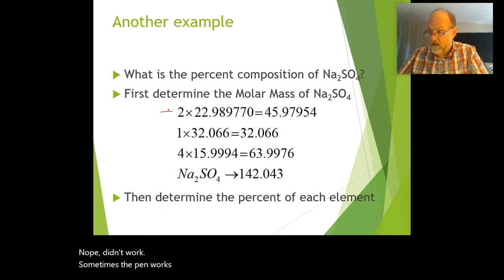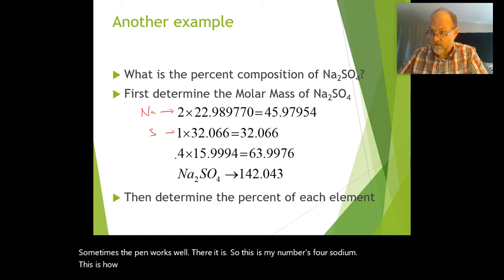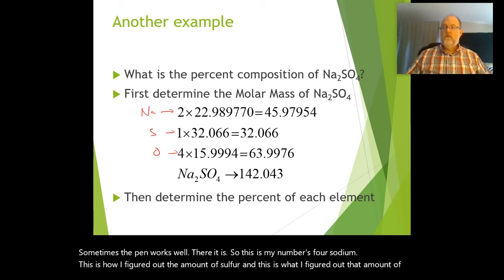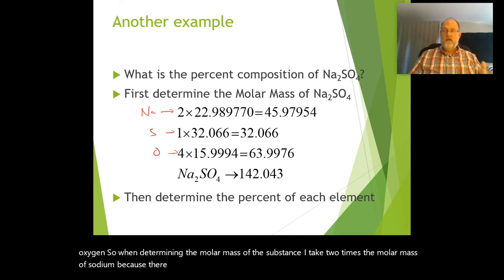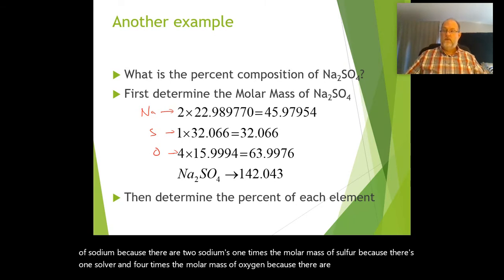So these are my numbers for sodium. This is how I figured out the amount of sulfur. And this is how I figured out the amount of oxygen. So when determining the molar mass of the substance, I take 2 times the molar mass of sodium because there are 2 sodiums, 1 times the molar mass of sulfur because there's 1 sulfur, and 4 times the molar mass of oxygen because there are 4 oxygens. And I get a total number.